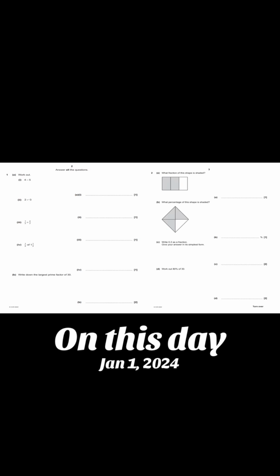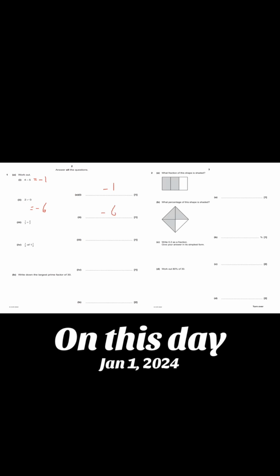This is question number 1. Work out 4 subtract 5. So, negative numbers: 4 take away 5 is equal to -1. Because 4 take away 4 is 0, and then another 1 takes me to -1. 2 times -3: a positive times a negative gives a negative sign, so it's -6.